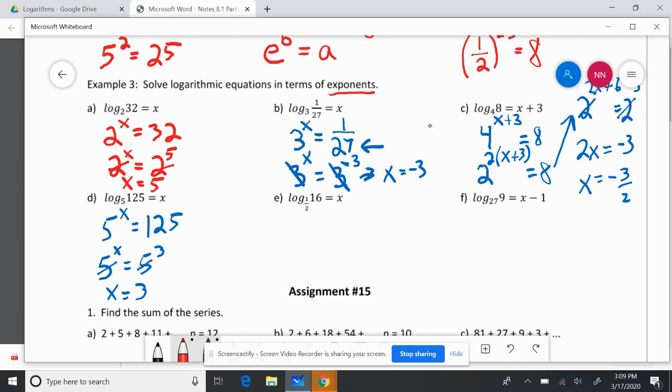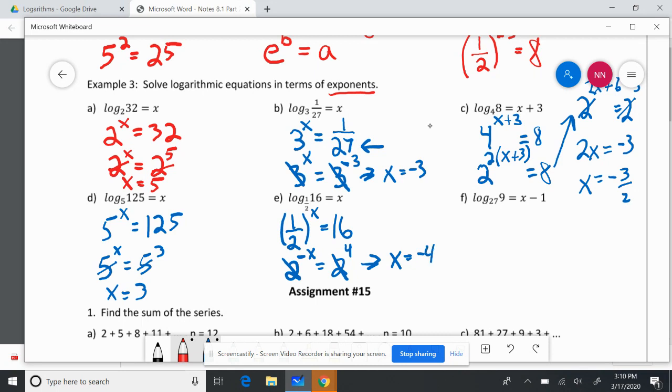Looking at letter E, our base is 1/2. We're raising it to the x equal to 16. This one's a little tricky because we need a base of 2. So the 1/2 becomes a negative exponent. 16 becomes a 2 to the 4. We have a common base. They cancel. Since that's negative x and this is positive 4, our answer is x equals negative 4.